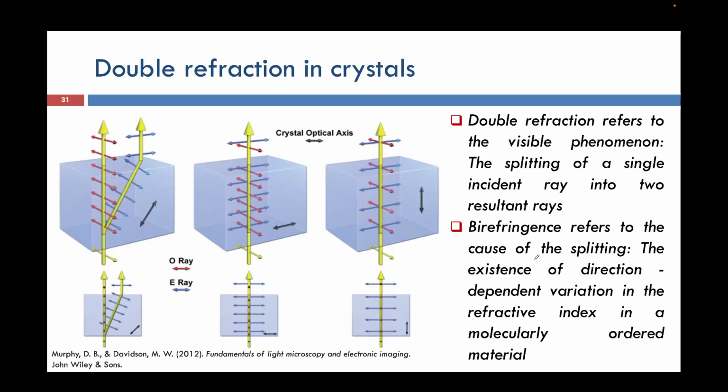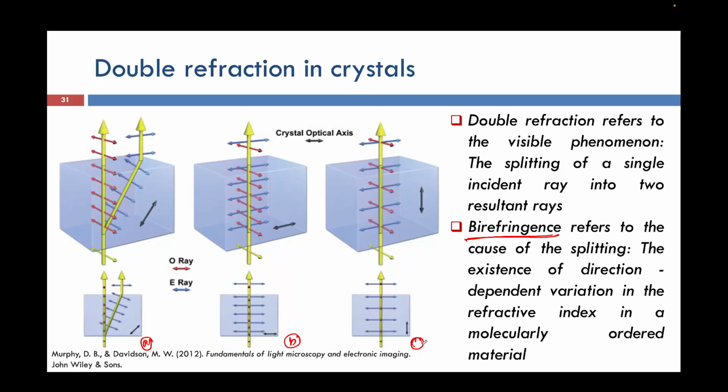Double refraction is sometimes also called birefringence. How does this concept of double refraction happen? If you see here, I have mentioned three scenarios: let's say one is A, one is B, and another one is C. In all three, this is the incident light.